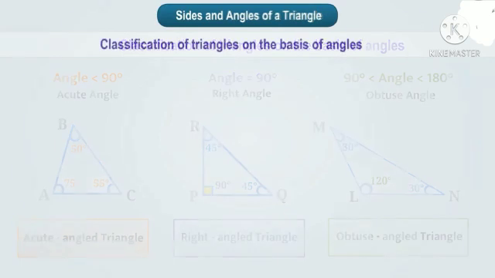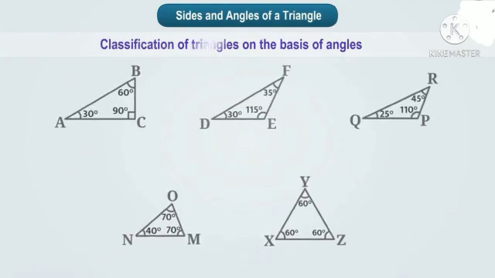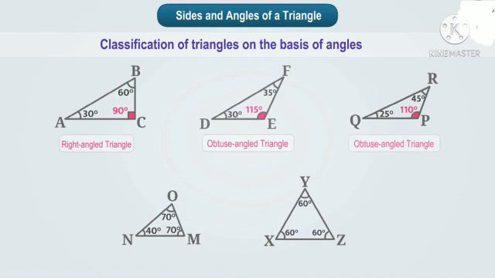Now, we'll be able to classify the given triangles based on angles. Try it. Let me tell you, triangle ABC has a right angle, so it is a right angle triangle. Triangle DEF has an obtuse angle, so it is an obtuse angled triangle. Triangle PQR has an obtuse angle, so it is also an obtuse angled triangle. Triangle NMO has all three angles acute, so it is an acute angled triangle.